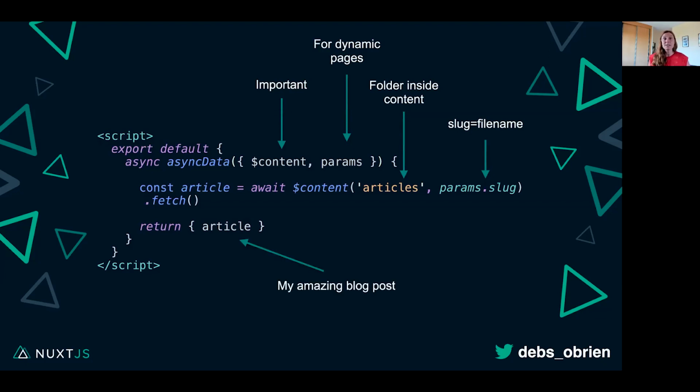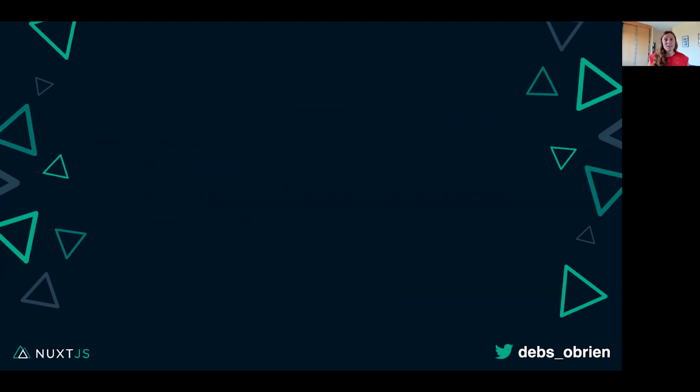I'm returning article because I said const article. I could have said const post and return post, okay? And I'm going to get my amazing blog post. Cool, right? I mean, that's it. That's all we need to do. And now I've got my blog post. It's as simple as that. Actually, you got to do something else, but it's really simple.